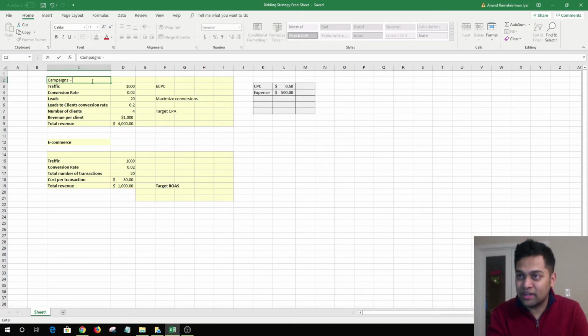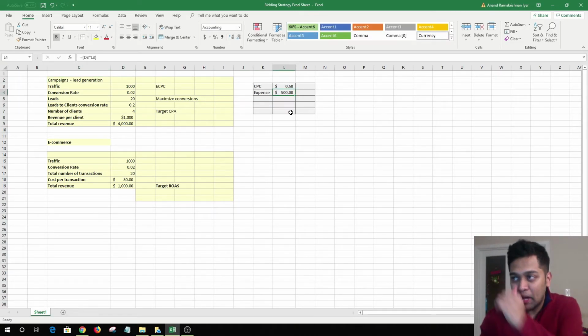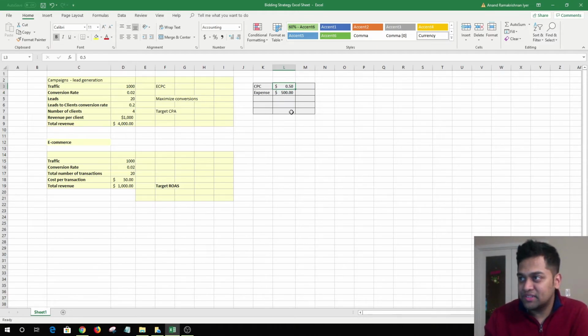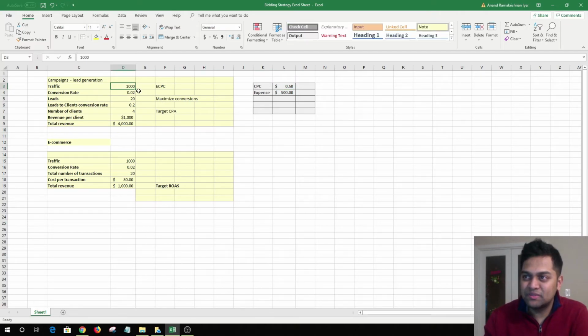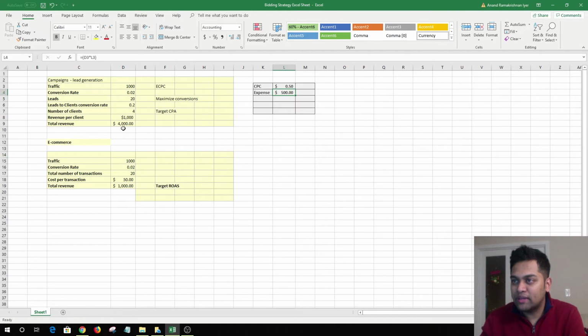targeting lead generation, and let's say you have your budget as $500, and you set your cost per click as 50 cents. Then the amount of traffic that you will get is 1,000 clicks or 1,000 visitors, and let's say based on your historical data your conversion rate is around 2%, then you will get like 20 leads, and let's say your lead to client conversion rate is 20%, then you will acquire like 4 clients. And let's say your revenue per client is $1,000, then your total revenue is $4,000. So that's how you can calculate. You can change this number, like I can say 2,000, and your revenue will change. So it's based on formulas.